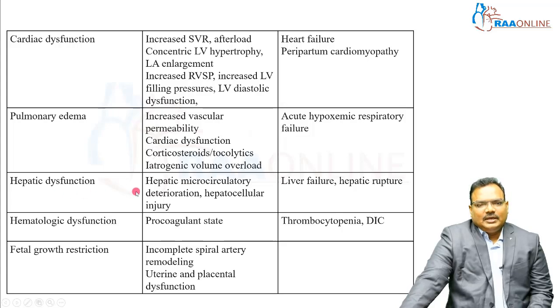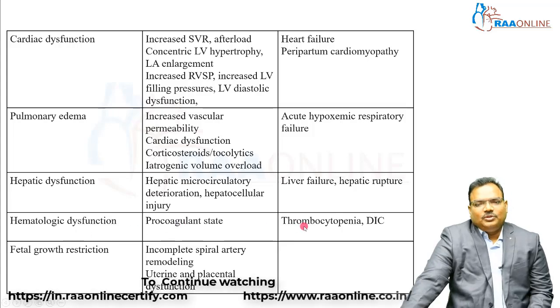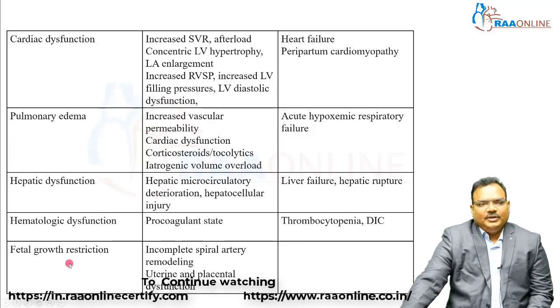Hepatic dysfunction: it causes hepatic microcirculatory deterioration and hepatocellular injury. Clinically we can see it as raised transaminases, and in extreme cases the hepatic failure can be so bad that Glisson's capsule can give way, and the patient can die of a hepatic rupture and hematoma. Hematological dysfunction: it is a procoagulant state. There is going to be thrombocytopenia, and DIC is common. Fetal growth restriction occurs because of the uterine and placental dysfunction.